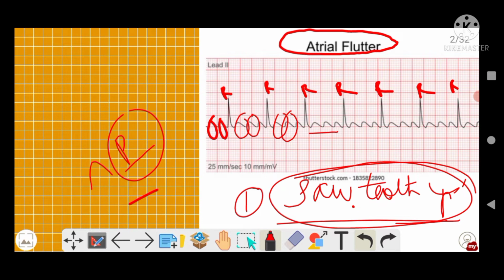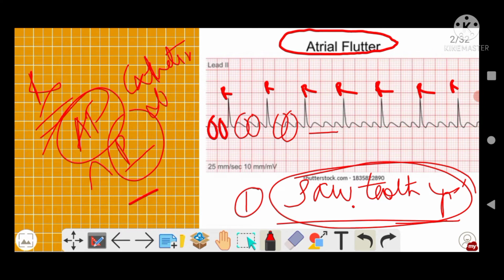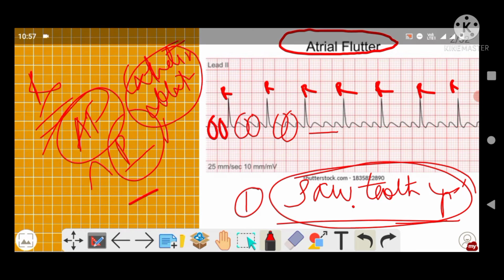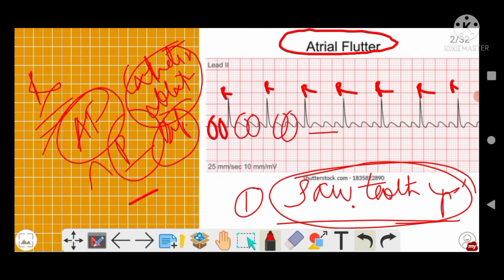And next I mentioned the treatment is like atrial fibrillation only, and definitive treatment is catheter ablation. Catheter ablation is your definitive treatment. So this is how we will identify the tracings of atrial flutter. Now we will see the difference between atrial flutter and atrial fibrillation.